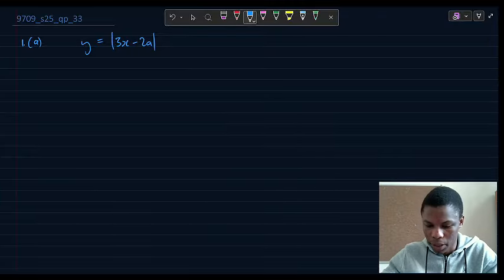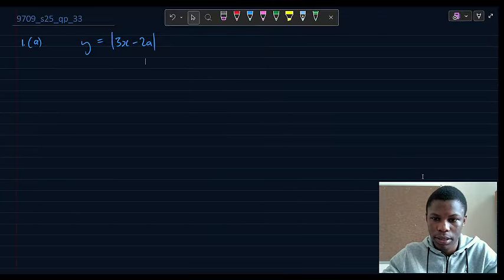Question number 1, part A. Sketch the graph of y is equal to the modulus of 3x minus 2a, where a is a positive constant. All right. Let's start off by drawing our plane. So I've got my x-axis, I've got my y-axis.